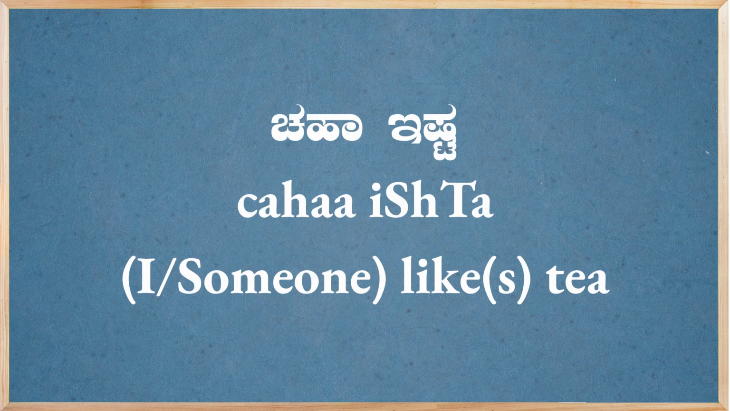Chaha ista. I or someone like or likes the tea. Again, the subject liking tea is implicit. So, while the dative is common and often recommended for clarity, it's not a rigid rule for all uses of these words.